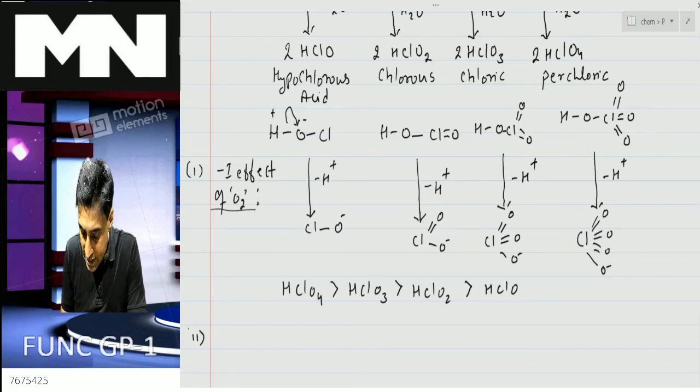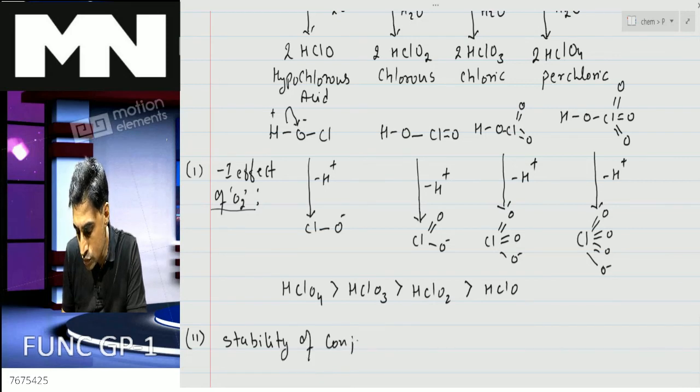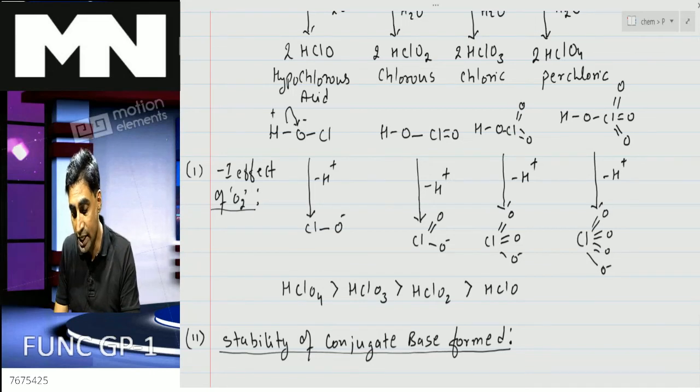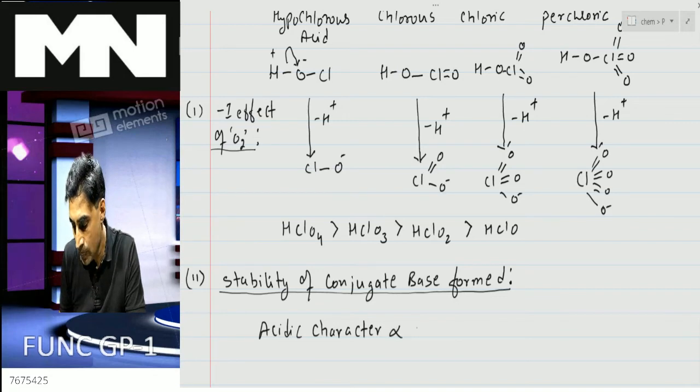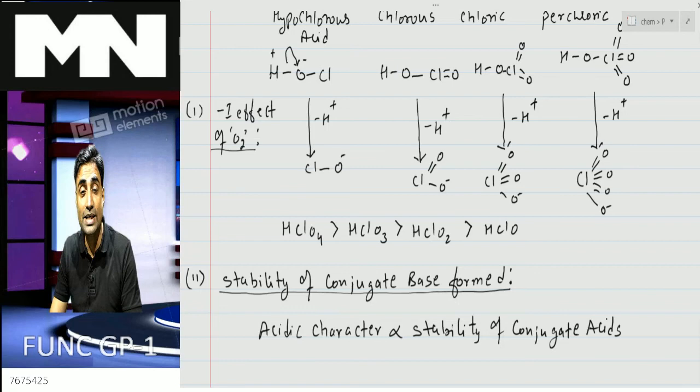The second factor is the stability of conjugate base formed. Stability of conjugate base formed. Here I would like to tell you one thing, that the acidic character of these oxo acids is directly proportional to the stability of conjugate base. The stability of conjugate base is directly proportional to the extent of resonance, and the extent of resonance is directly proportional to the number of oxygen atoms.